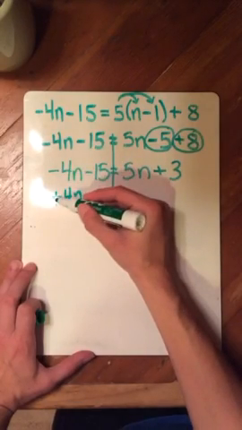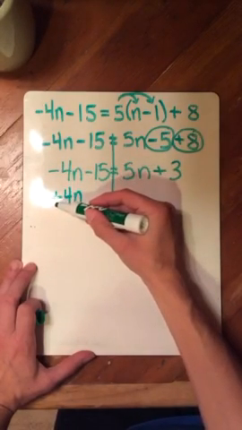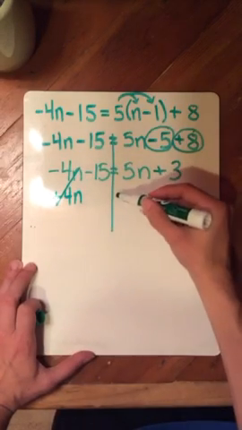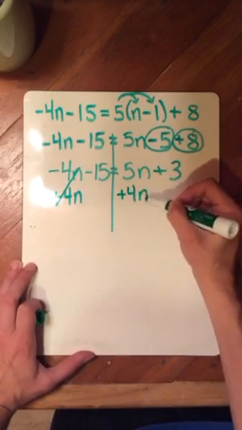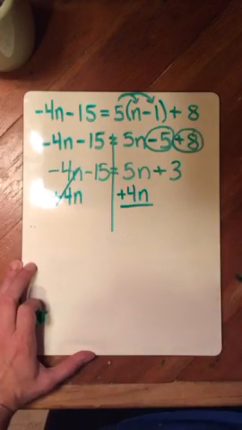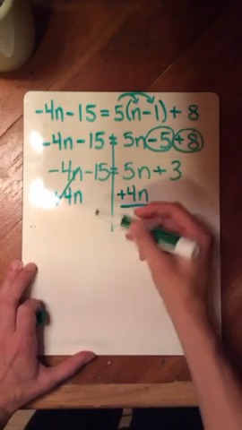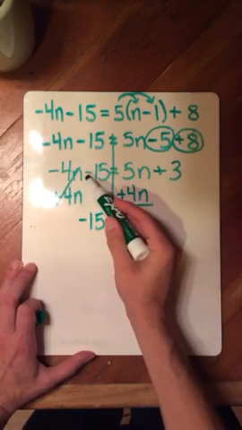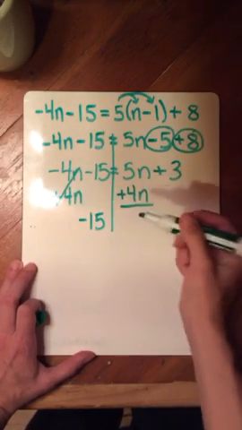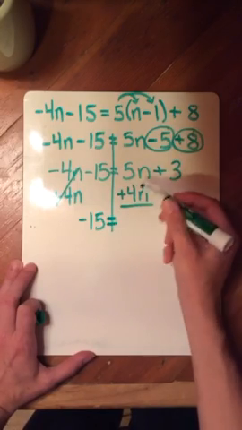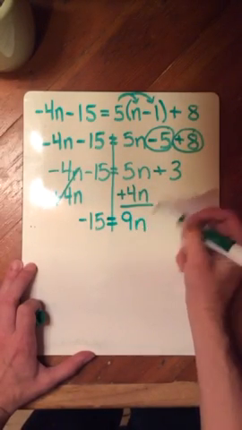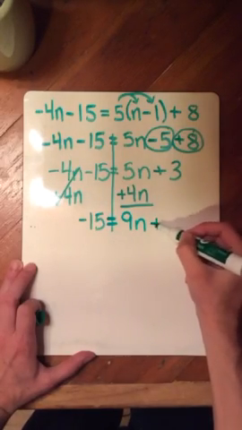Negative 4n and positive 4n equals 0. That's additive identity, so I don't need to write it. I'll also add 4n to the other side to keep it balanced. As we do in every step, I'm going to carry down everything I haven't used. Don't forget to bring the negative down with the negative 15. 5n plus 4n is 9n. And we carry down the plus 3.